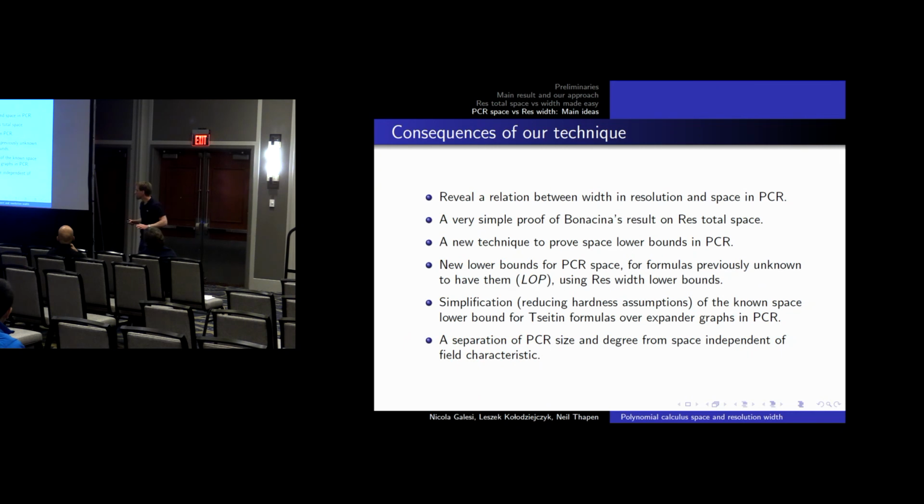So, okay, let me try to say this. What are the consequences? We established that width in resolution and space in PCR are connected. We got a very simple proof of this resolution lower bound, total space width squared. It's definitely a new technique. I think this is a paper that I want to read and understand better. I think many more things can be done with it. We get new lower bounds, we get simpler lower bounds, and we get a separation between size and degree and space that is independent of the field characteristic.